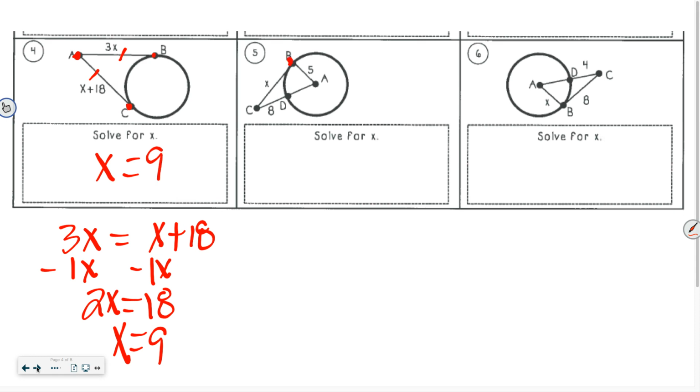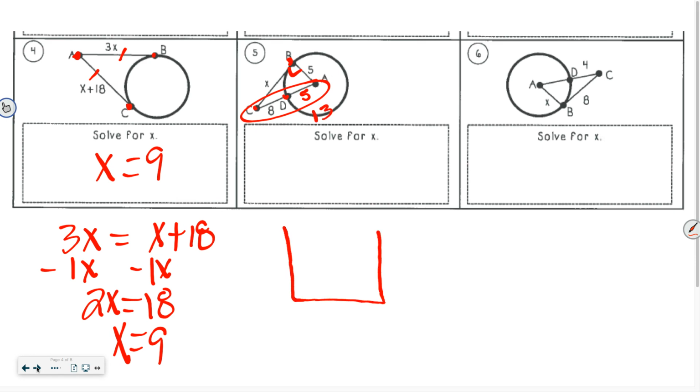Then the next one, hopefully you can see B is the one that's tangent to the circle. So that's my right angle, which makes this my hypotenuse. Now this one is a little bit trickier because 8 is just this outside part, which means I have to include the radius again. So my hypotenuse isn't 8, but it's 8 plus 5, which is 13.